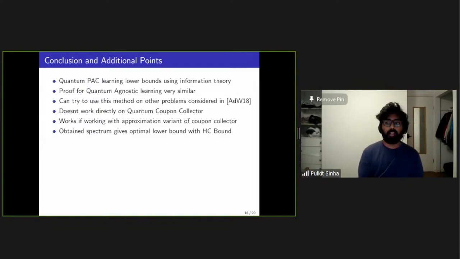Finally, we used a spectrum analysis to give optimal lower bounds for the quantum coupon collector problem using the Holevo-Helstrom bound. And with this, I conclude my presentation. Thank you.